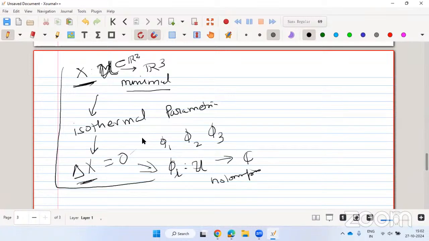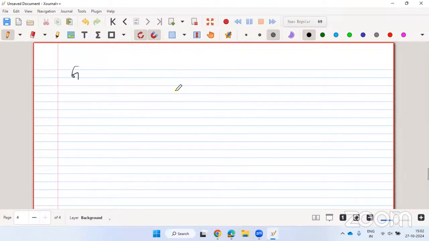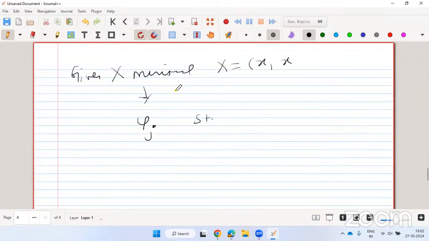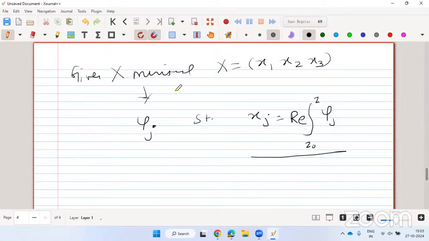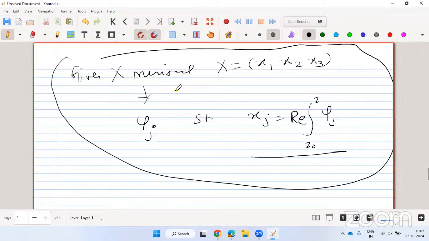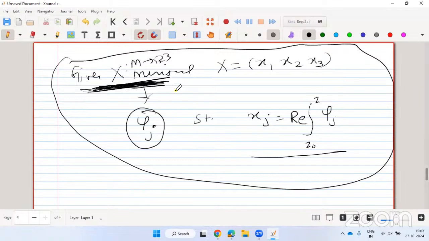So given X, I can find phi j. So, summary: given X minimal, we can find phi j such that, suppose X is X1, X2, X3, Xj equals the integration from Z0 to Z of phi j, the real part. So this is your Xj. This is the very, very important line. Given X, which is minimal, meaning X from M to R3, you can find phi j such that Xj turns out to be this.